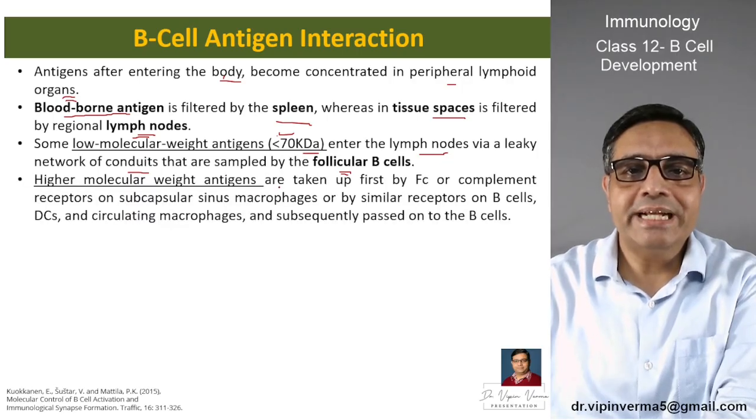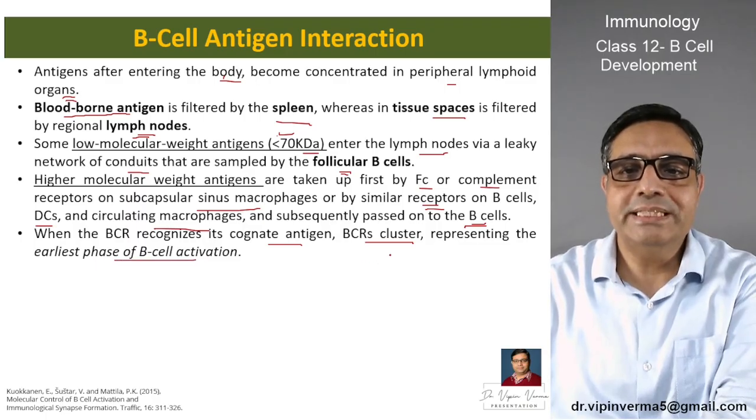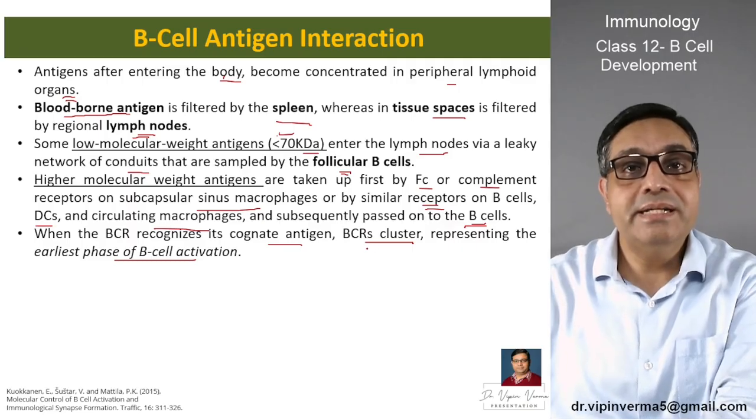While high molecular weight antigens, which are more than 70 kilodalton, are taken up by the Fc or complement receptors on the subcapsular sinus macrophages or by similar receptors on B cells, dendritic cells, and circulating macrophages, and subsequently they are passed on to the B cells, right? When the BCR recognizes its cognate antigen, BCRs cluster, representing the earliest phase of B cell activation. So BCR clustering represents the earliest phase of the B cell activation.